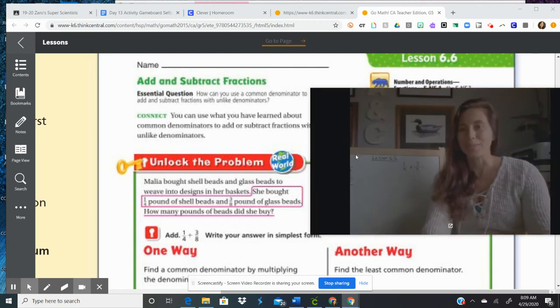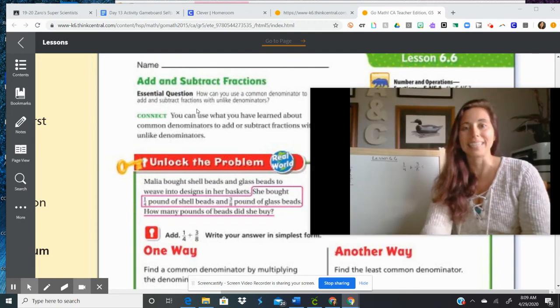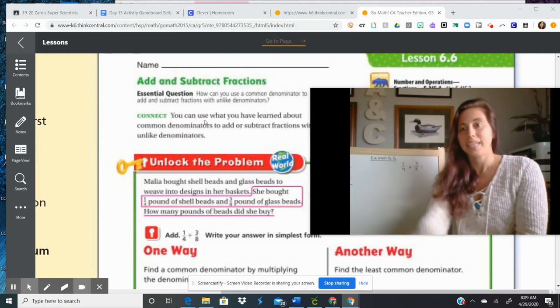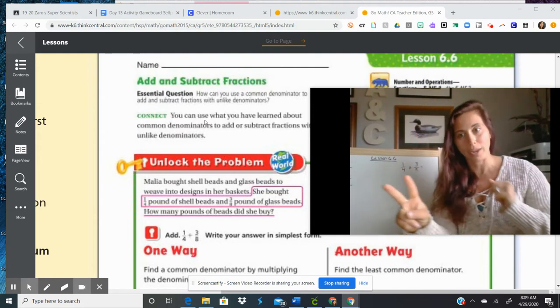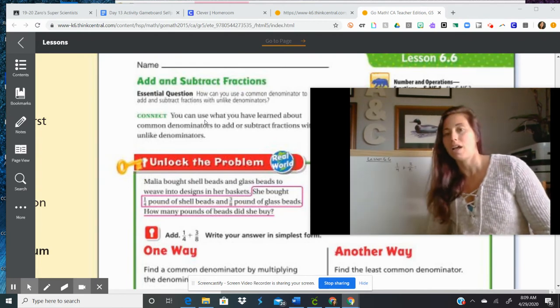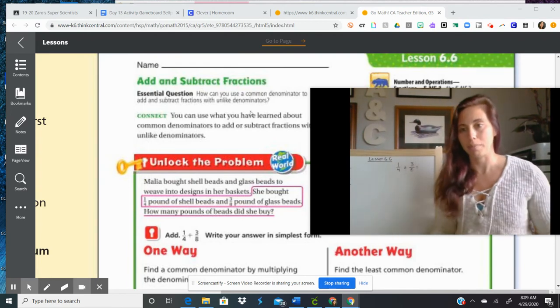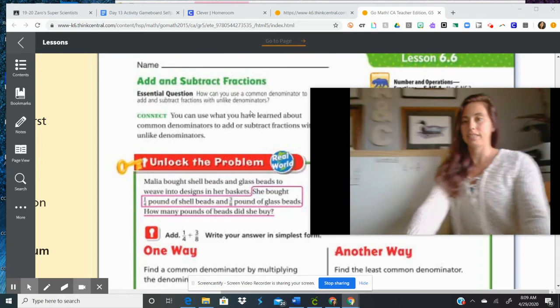ThinkCentral. So today we're going to be adding and subtracting fractions in two different ways. We're going to be finding common denominators in two different ways. So on our lesson here, I'm going to make sure the screen, you can see.